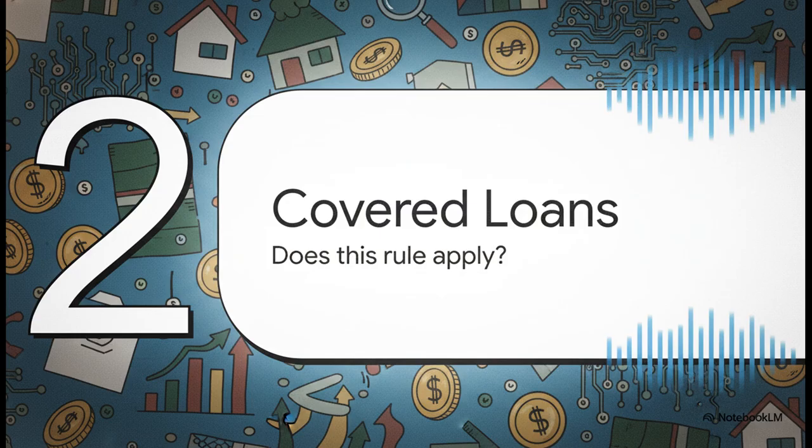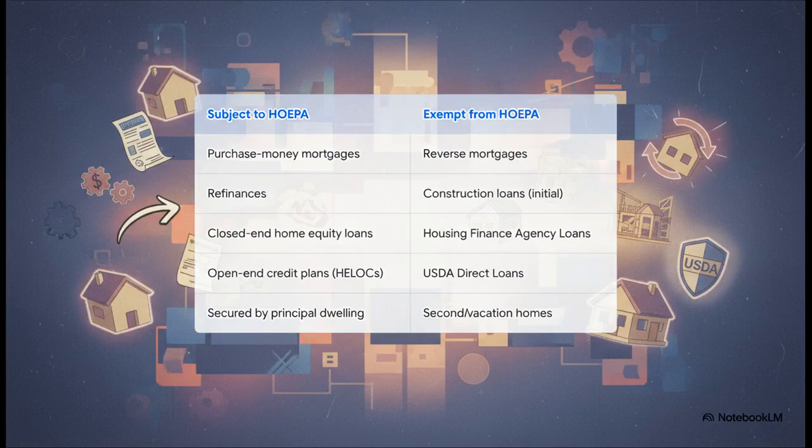Now, for what is maybe the most important first step for any compliance officer: figuring out which loans this rule actually applies to. You can't just guess here, you have to get it right. The rule is super specific, so let's break down exactly what's in and what's out. Think of this as your first filter.